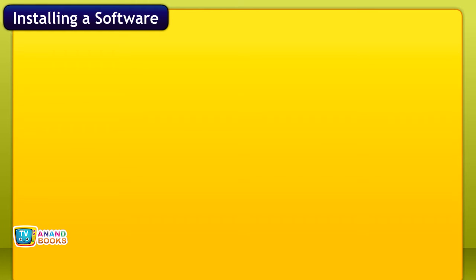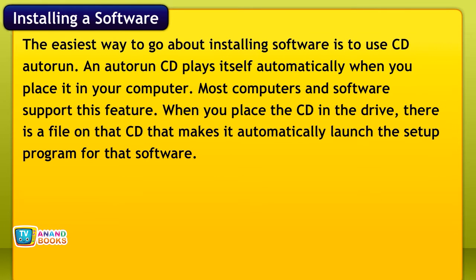Installing software. The easiest way to go about installing software is to use CD Autorun. An Autorun CD plays itself automatically when you place it in your computer. Most computers and software support this feature. When you place the CD in the drive, there is a file on that CD that makes it automatically launch the setup program for that software.